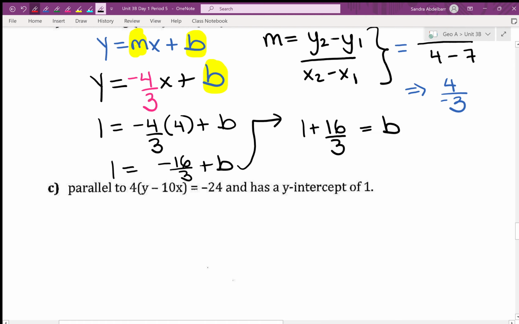You need to make a common denominator. We need to make a common denominator. So what am I going to get? 3 over 3 plus 16 over 3 equals b. Isn't that 19 over 3?